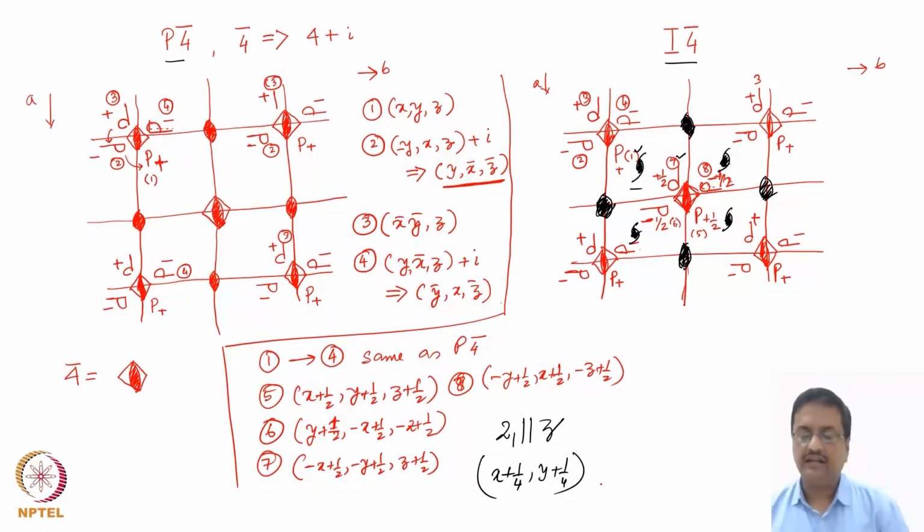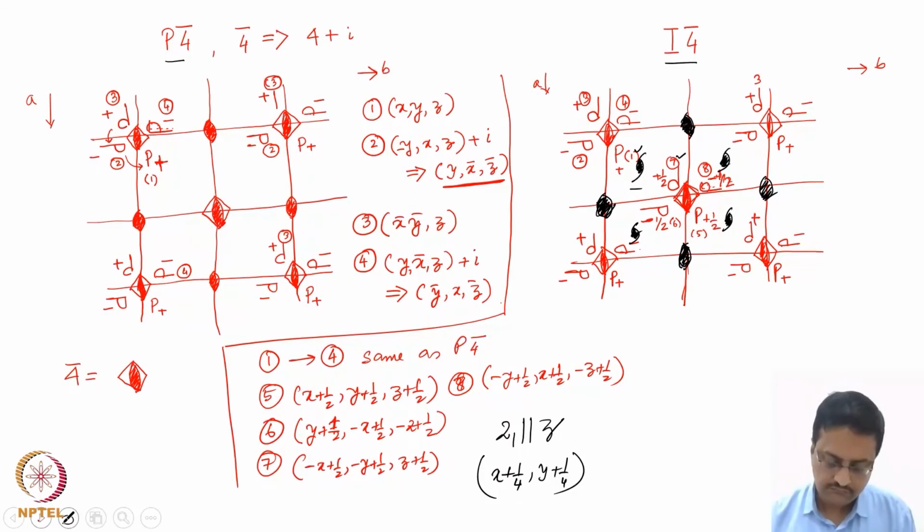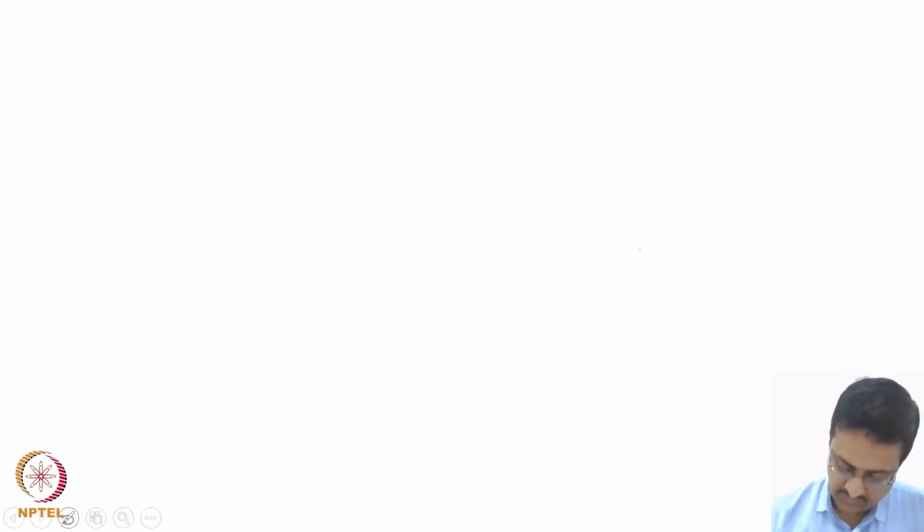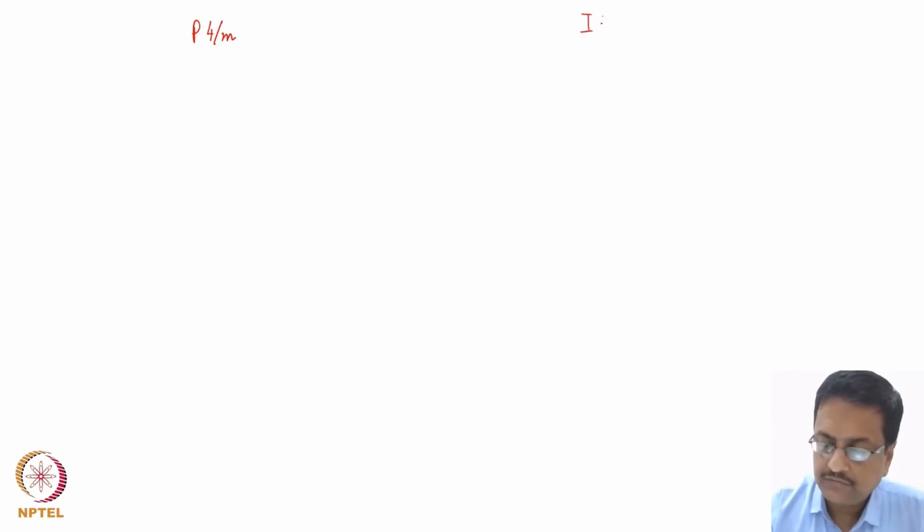So you can understand how slowly, with the knowledge of your crystallographic projections, you can start drawing some difficult crystallographic space groups in a two-dimensional projection. So let us now try to understand the projection of P4 by M and I4 by M.